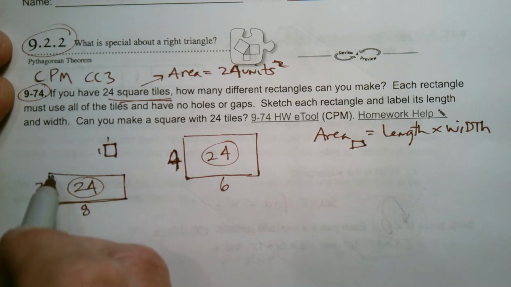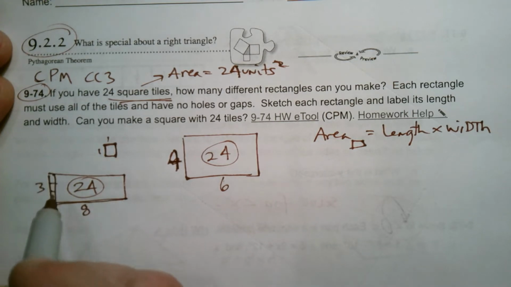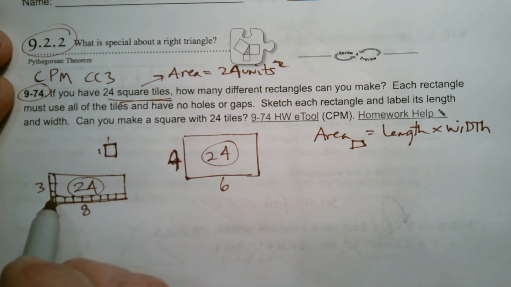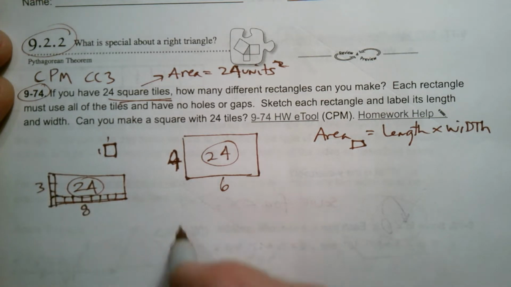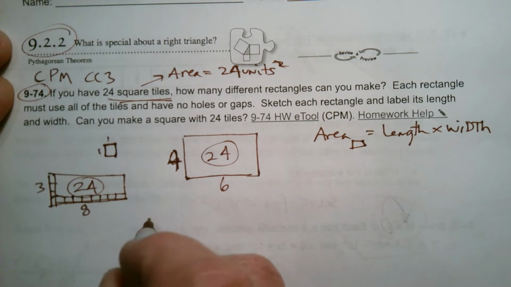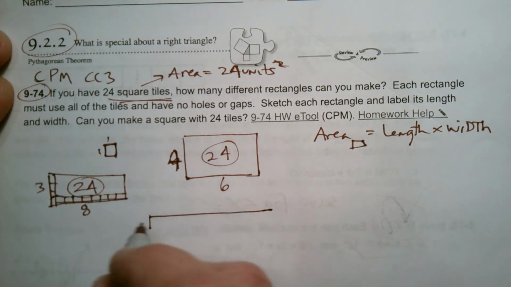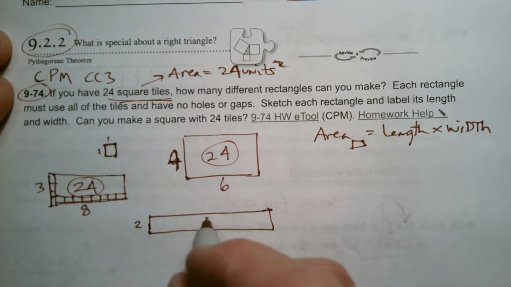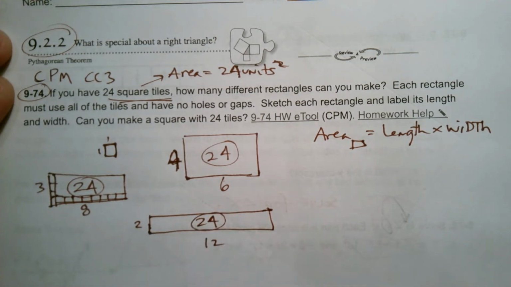So if there was a 3, basically that means there would be 3 tiles this direction and 8. See if I can draw it. 8 tiles this direction, right? So that would give me 24 tiles inside of it. Another one would be 2 tiles by 12 tiles, right? Because 2 times 12 is 24.